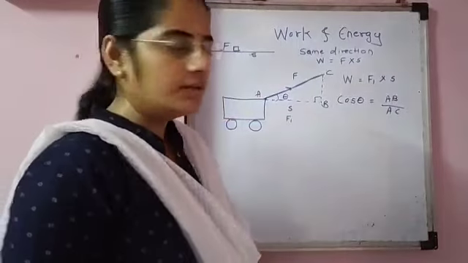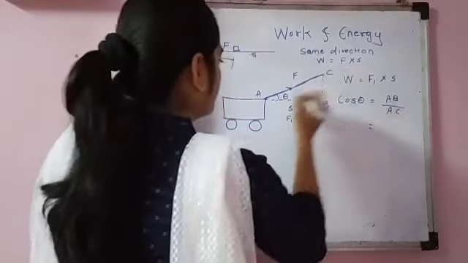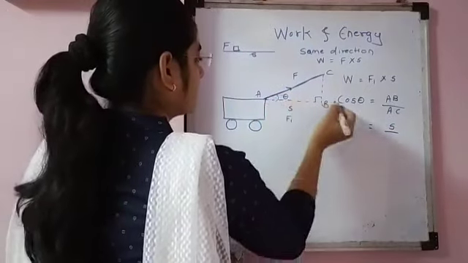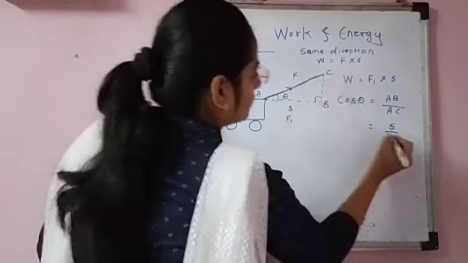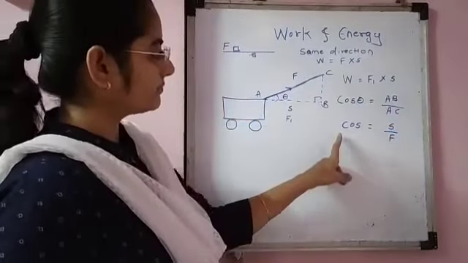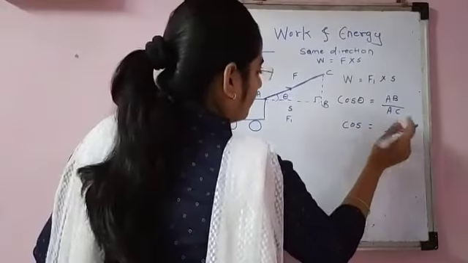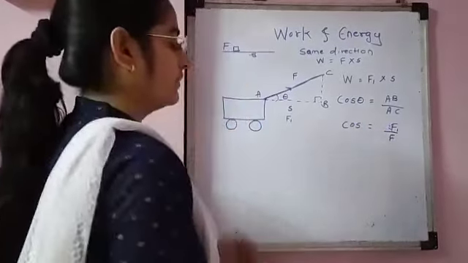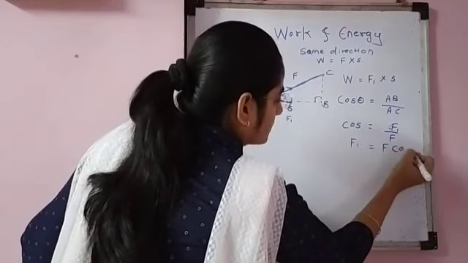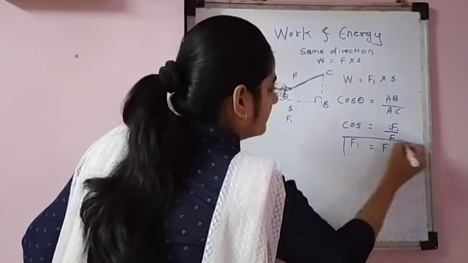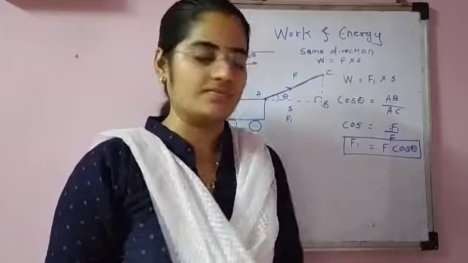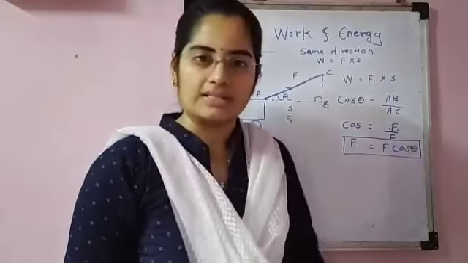So let's put in the values. AB is equal to F1 and AC is equal to F. So cos theta is equal to F1 divided by F. Here we get the value of F1: F1 is equal to F cos theta. This is the required value that we had to calculate. F1 is equal to F cos theta.